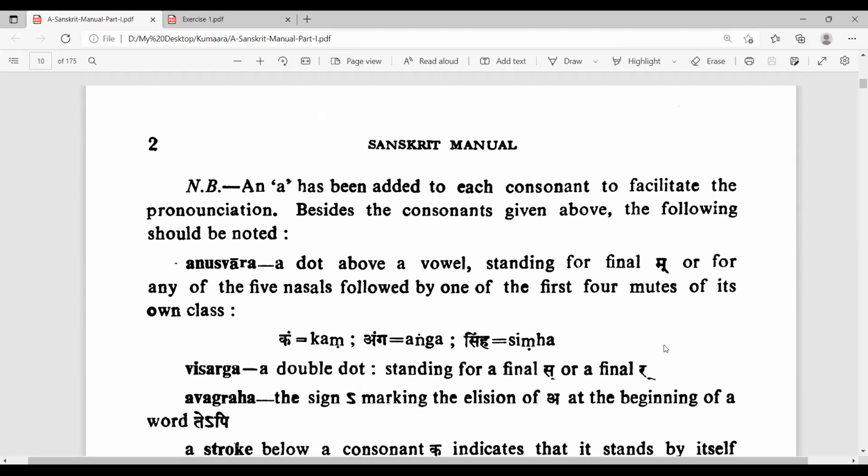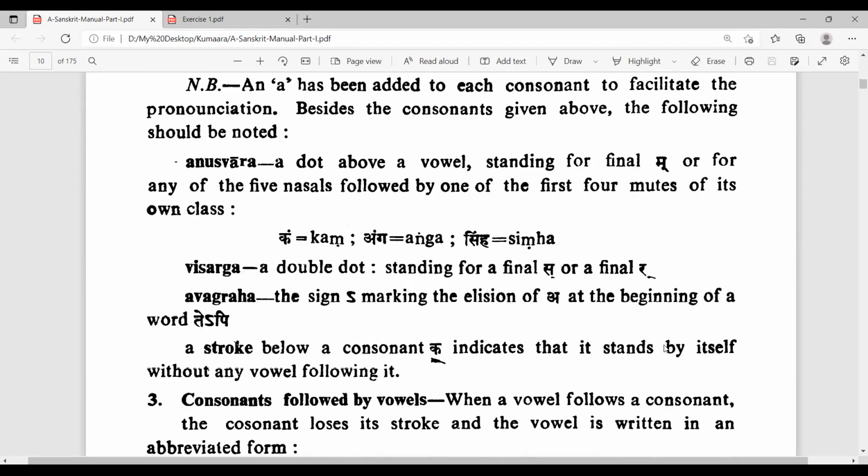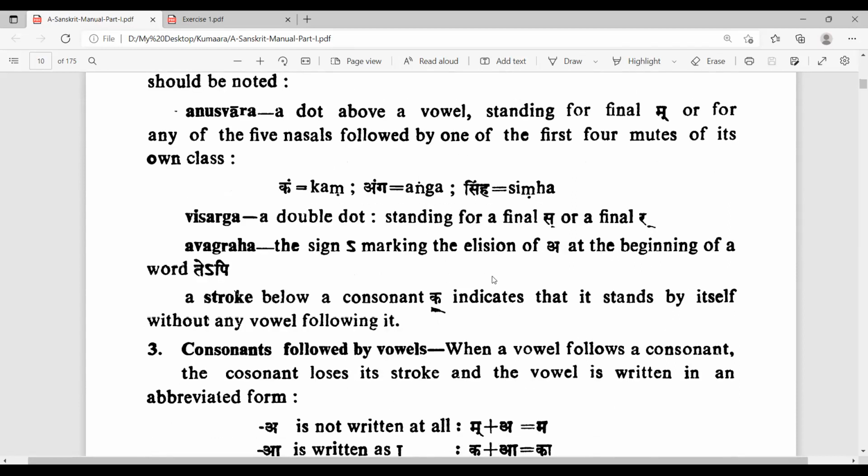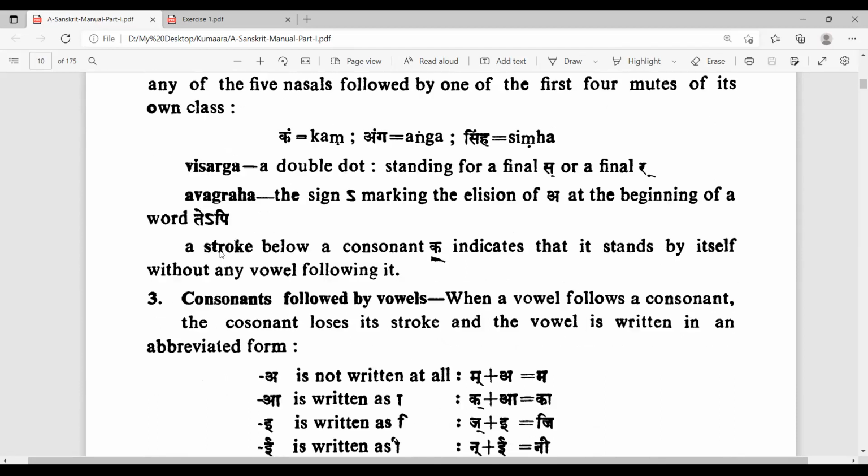Then Anuswara is Ayogavaha, Anuswara, the dot. Visarga is also Ayogavaha. And Avagraha is a sign where the Akara is elided. It is shown by this symbol, which is called Avagraha. It is not a letter. And the stroke at the bottom of the consonant indicates it's a pure consonant. There is no vowel attached to it.